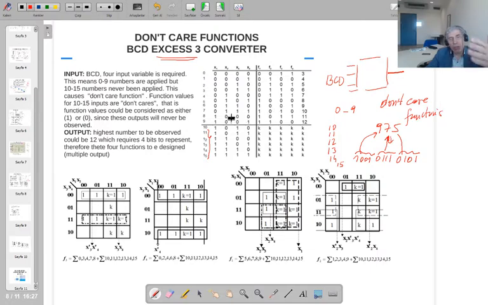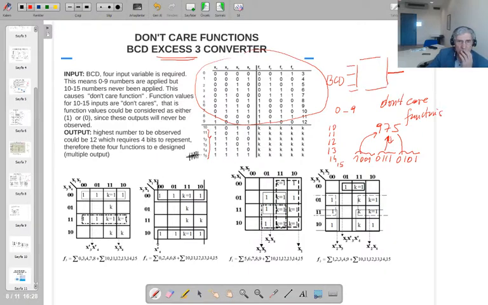So let's consider the other part of the truth table. In this part, we're going to have output, and this circuit tells me whatever the input is, you're going to add 3 to that input and show it at the output. So for the 0 input, output is 3. For the 1 input, output is 4. For the 6 input, output is 9. For the 9 input, the output is 12. So this is the BCD excess-3 converter.